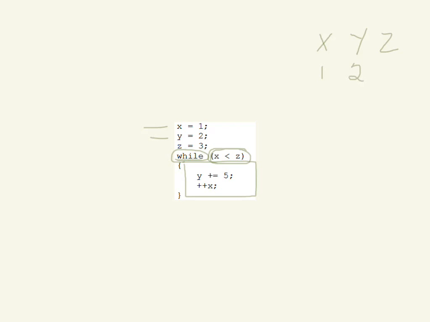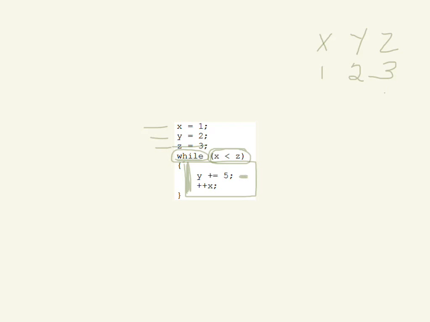y is 2, z is 3. I hit my conditional test. Because x is 1 and z is 3, this is asking, is 1 less than 3? Sure is, so I go ahead and execute this block.